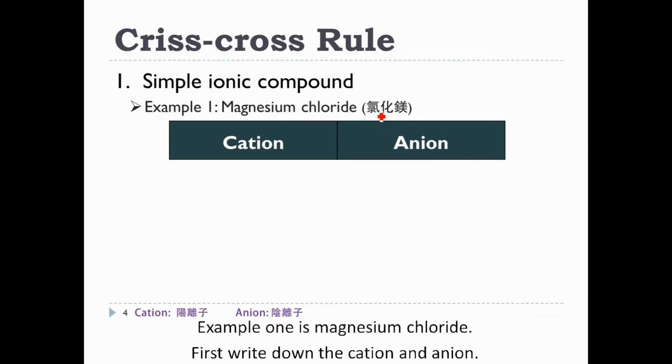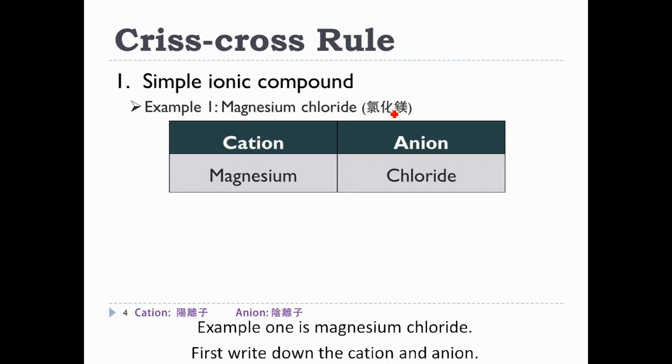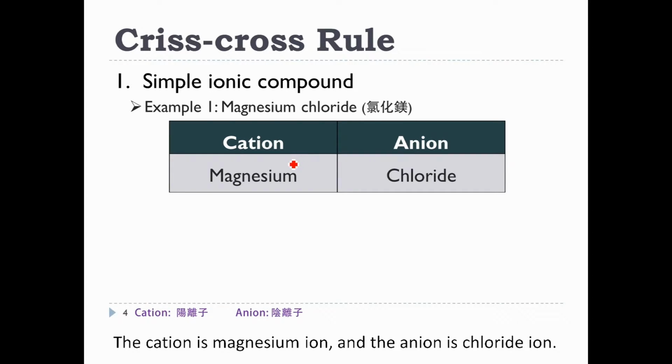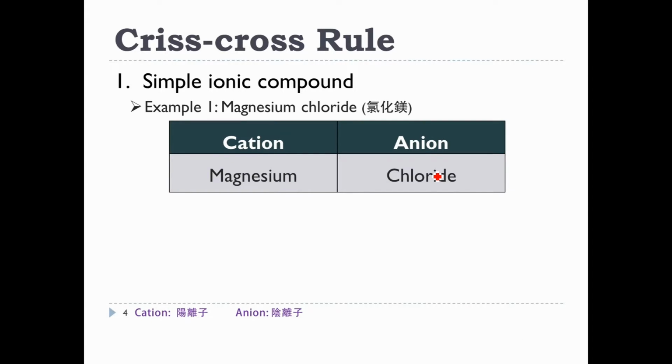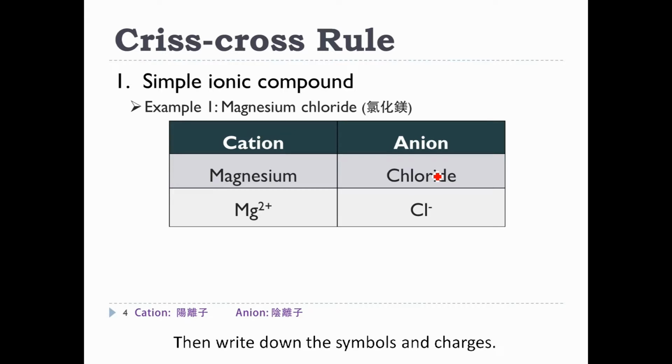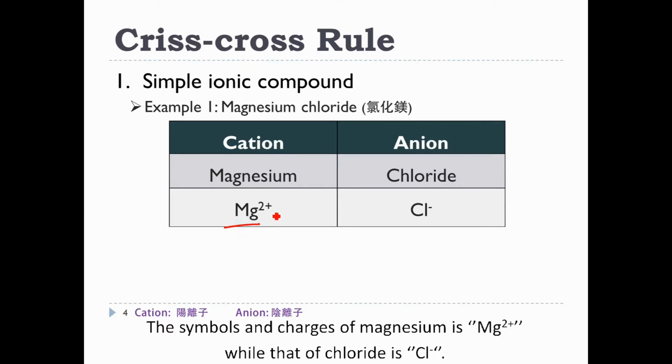Example 1 is magnesium chloride. First, write down the cation and anion. The cation is the magnesium ion, and the anion is the chloride ion. Then write down the symbols and charges. The symbol and charge of magnesium is Mg2+, while that of chloride is Cl-.